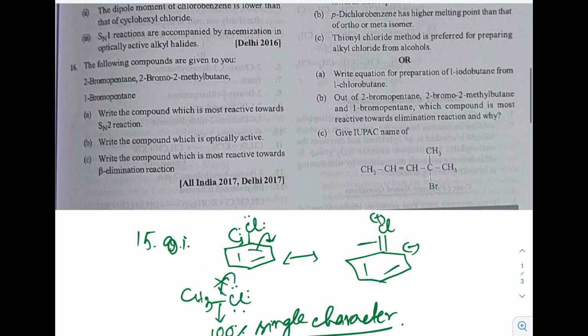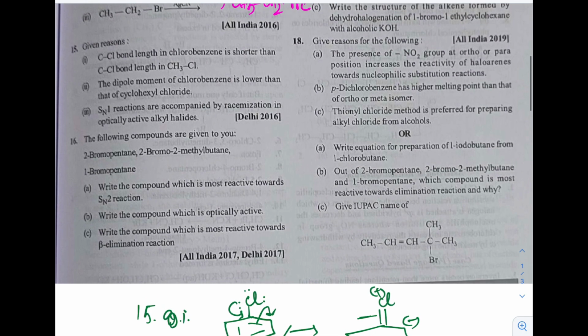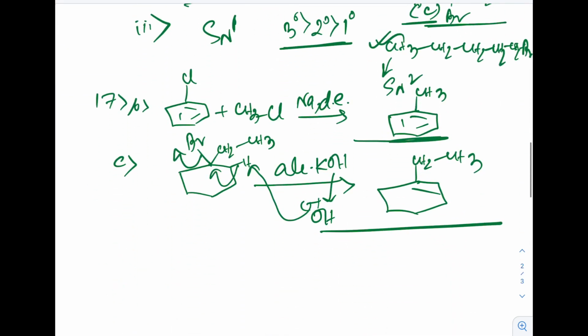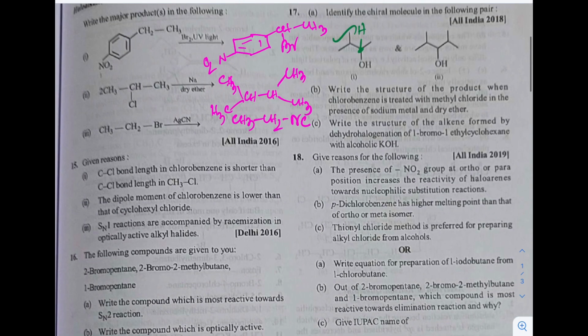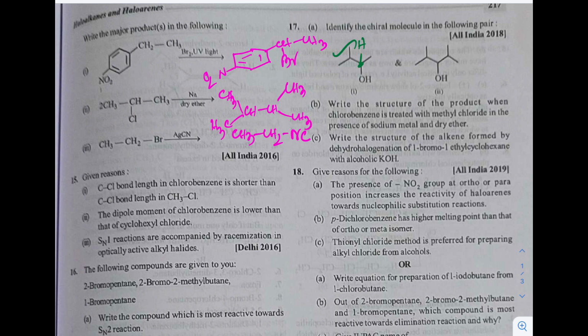Next, write equation for preparation of 1-iodobutane from 1-chlorobutane. No, sorry. Give reasons for the following. 18a. The presence of NO2 group at ortho or para position increases the reactivity of haloarenes towards nucleophilic substitution reaction.